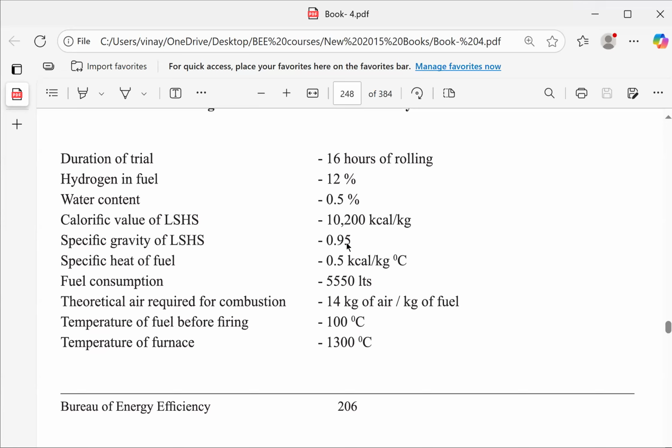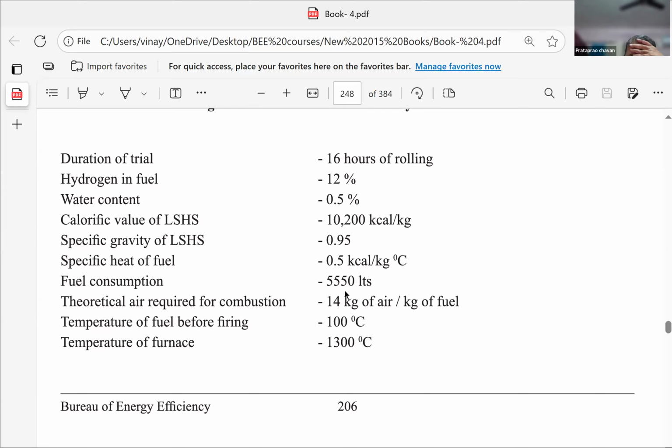To convert the liter into the kg, because fuel is in the liter. Volume into weight, because the calorific value given is in kgs, that is, in weight measure. So to convert volume into kgs, 0.95 is the specific gravity. Specific heat, 0.5. This is also required because mCp delta T, Cp is 0.5 here.